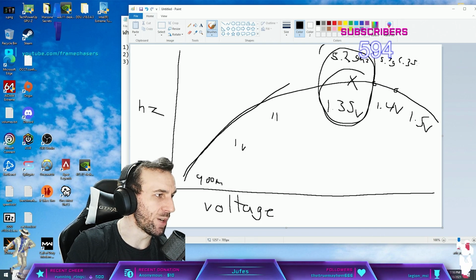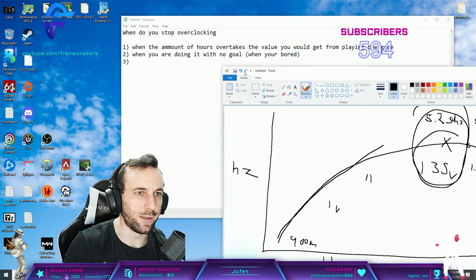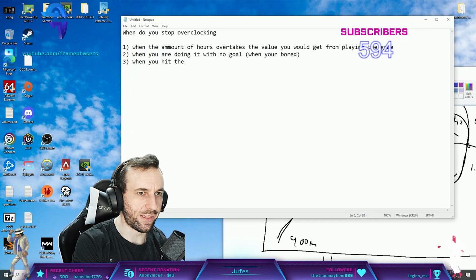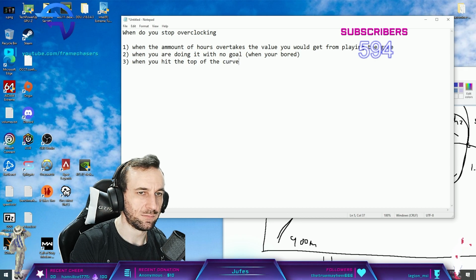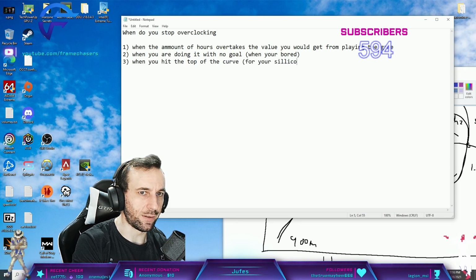The same thing with GPUs as well, or any silicon at all. That's where you stop, when you hit the top of the curve for your silicon quality.